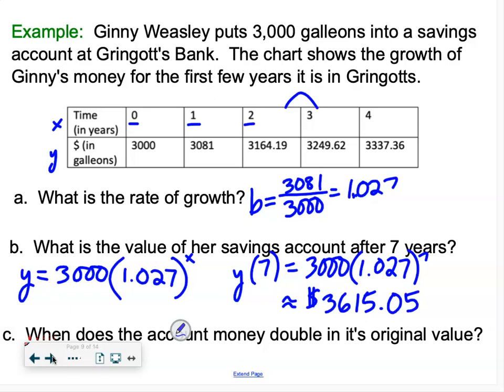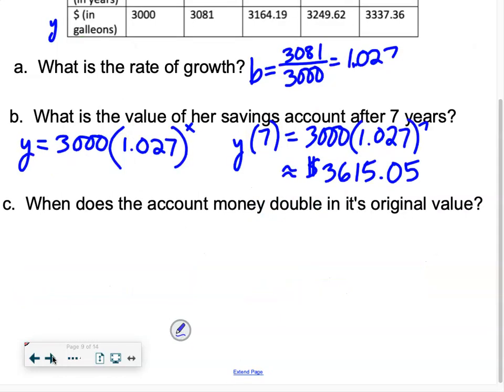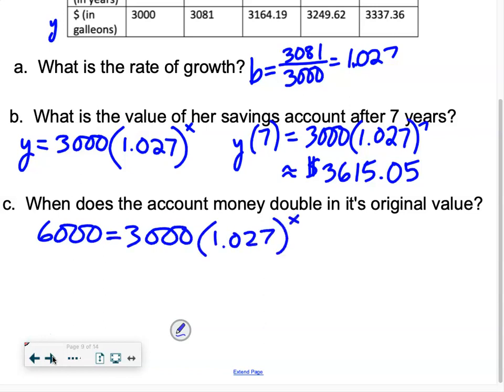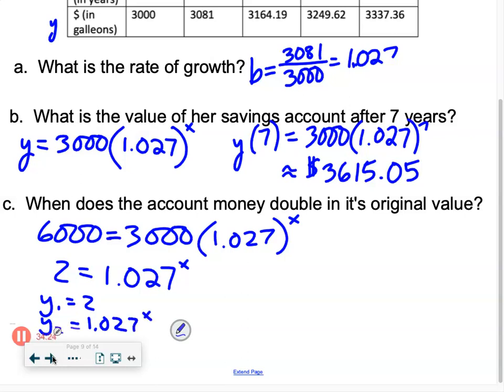All right, when does the account double in its original value? So the original value is 3,000. So we're looking for where it equals 6,000. 6,000 equals 3,000 times 1.027 to the x. So then if I divide both sides by 3,000, I get 2 equals 1.027 to the x. How do I solve this? For now, we're just going to graph.